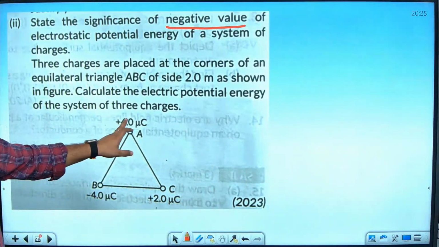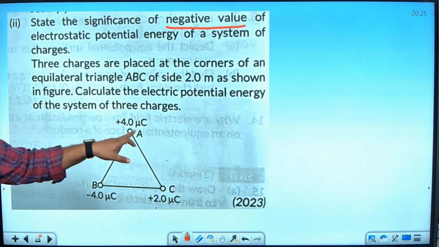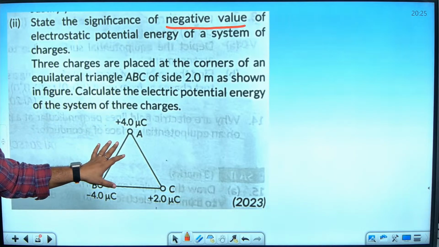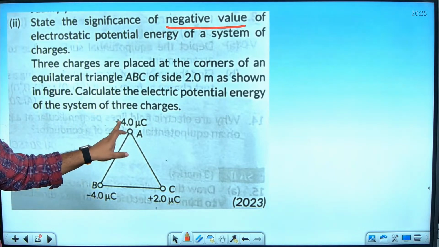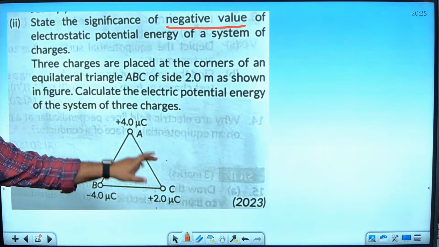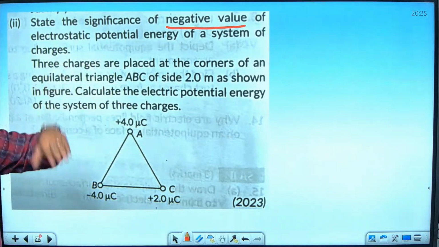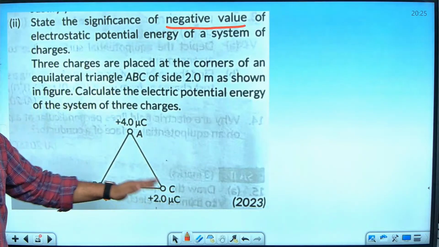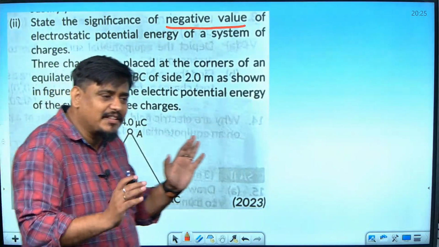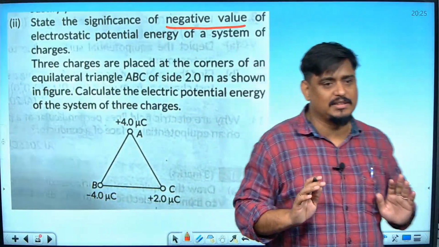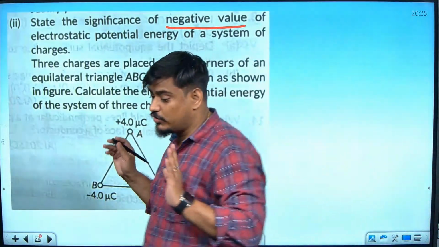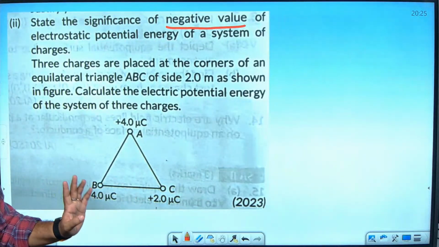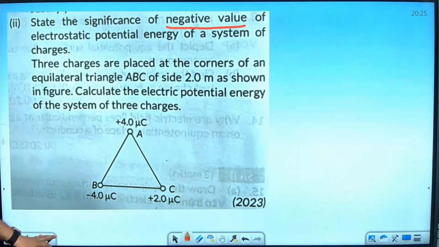K into 4 in 10 power minus 6 into minus 4 in 10 power minus 6 by 2, plus K into 4 in 10 power minus 6 into 2 in 10 power minus 6 by 2, plus K into minus 4 in 10 power minus 6 into 2 in 10 power minus 6 by 2. Just add everything, do proper calculation, you will get the answer. It's a simple 5-mark question or 3-mark question, whatever it may be. Simple question. Any doubt in this? I don't think so.